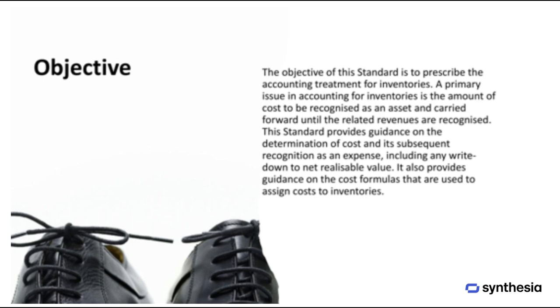The main goal of this standard is to provide clear guidance on how inventories should be accounted for. It explains how to determine the cost of inventories, how that cost should be recognized as an expense, and how to identify when inventories may need to be written down to reflect a lower value. By doing so, the standard ensures that financial statements present inventories in a consistent and reliable way, helping users of those statements better understand a company's operations and financial position.